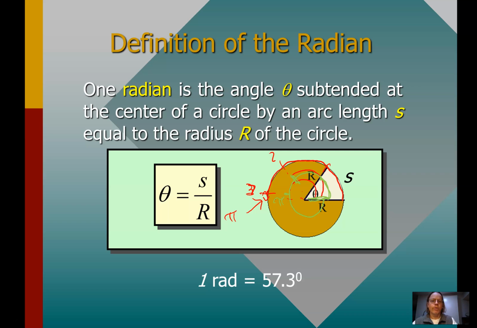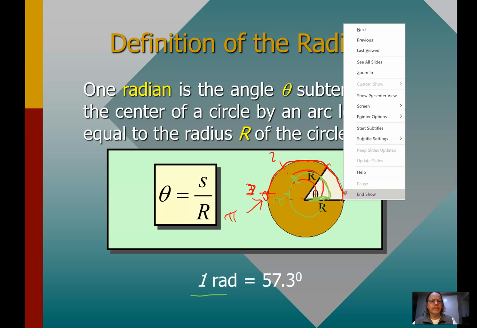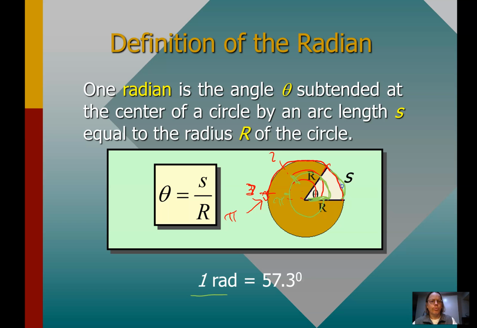The definition of 1 radian is the angle cut out by moving through 1 bent radius. That's 1 radian. 2 radians is this angle, 3 to here. Now we can keep on going. There's 3, keep on going. There's 4 radians, there's 5 over here, and there's 6 over here.